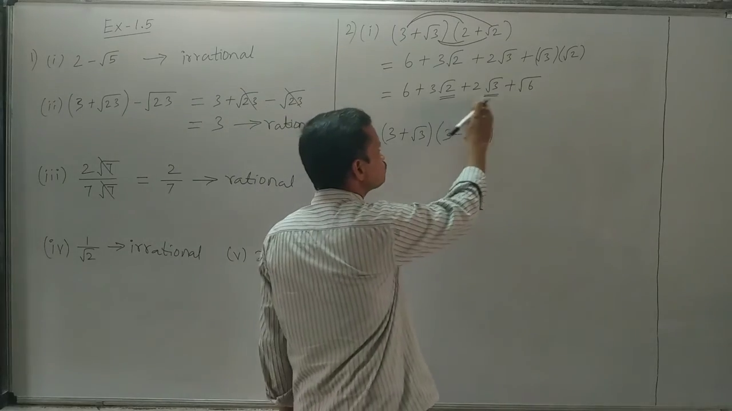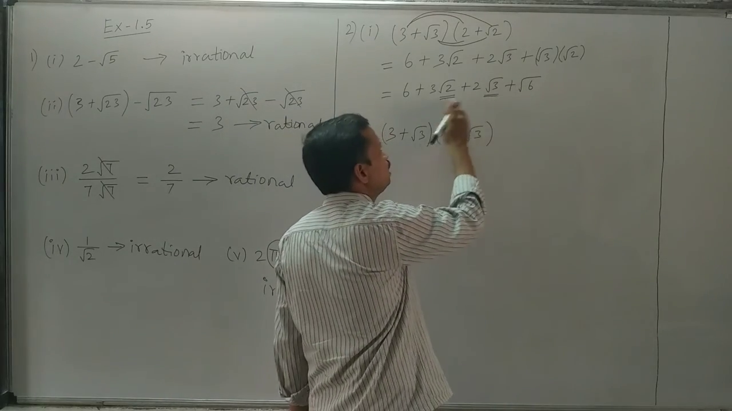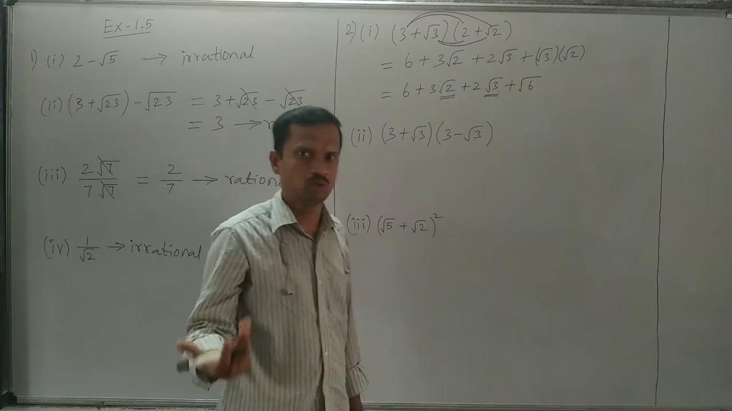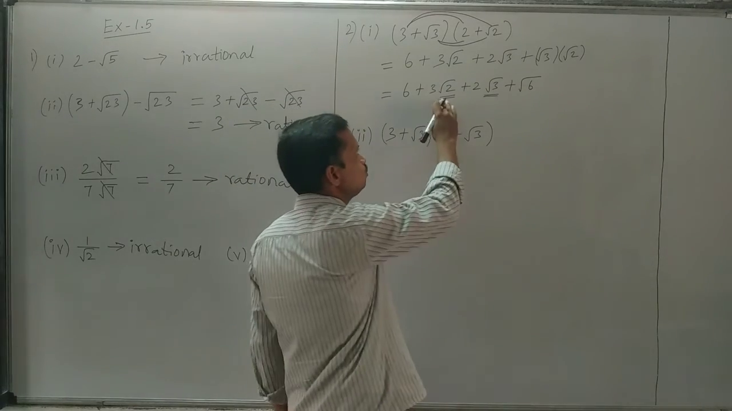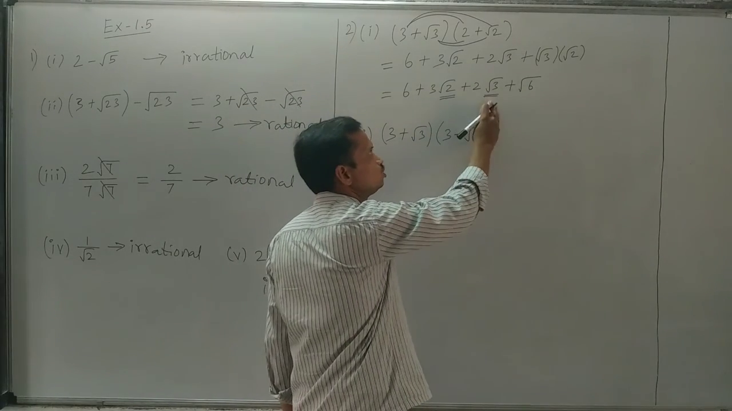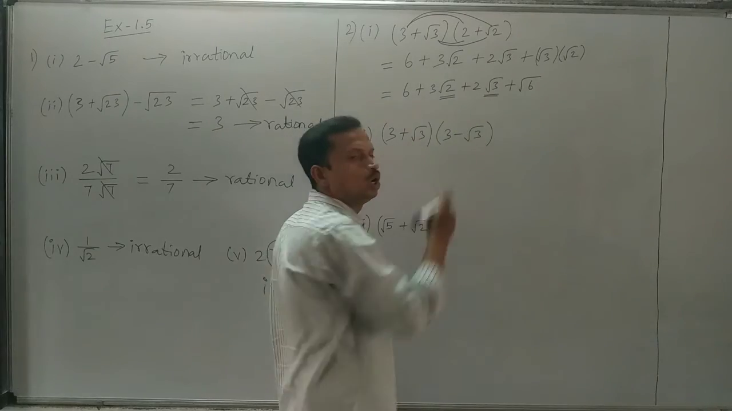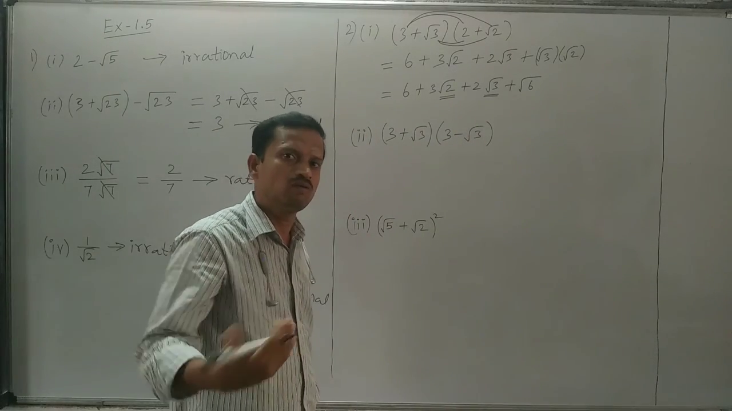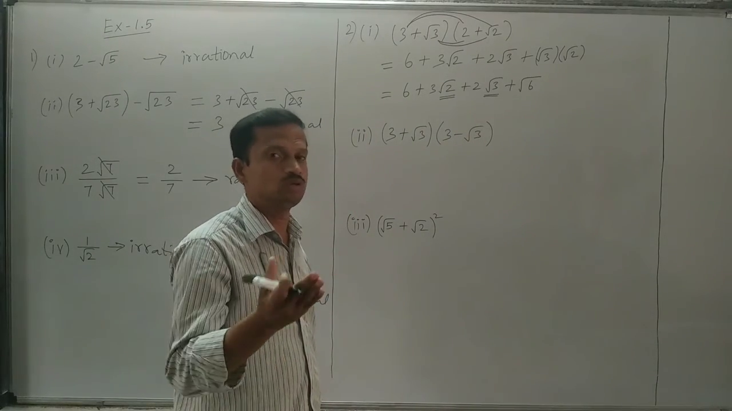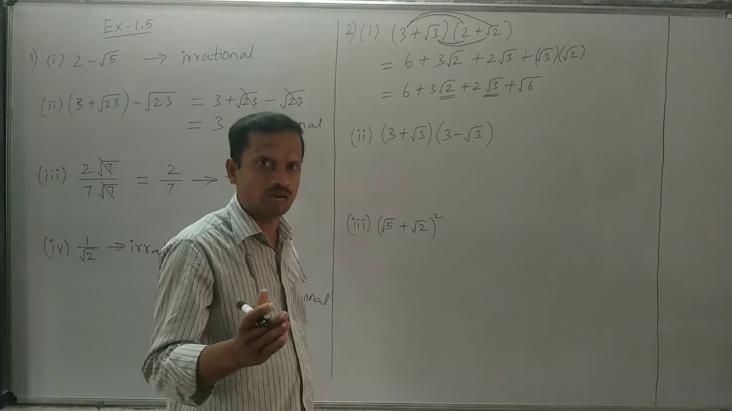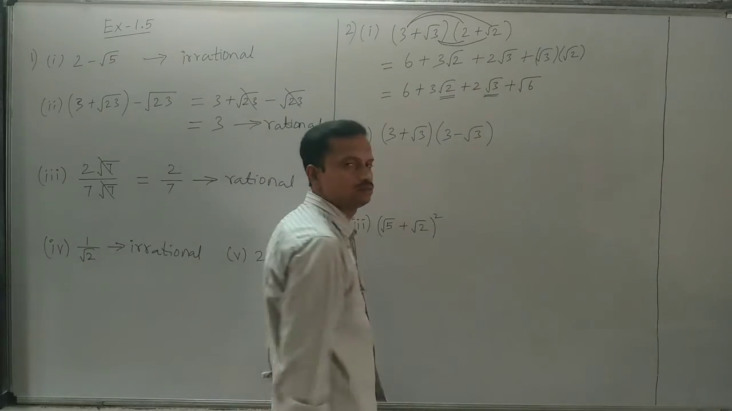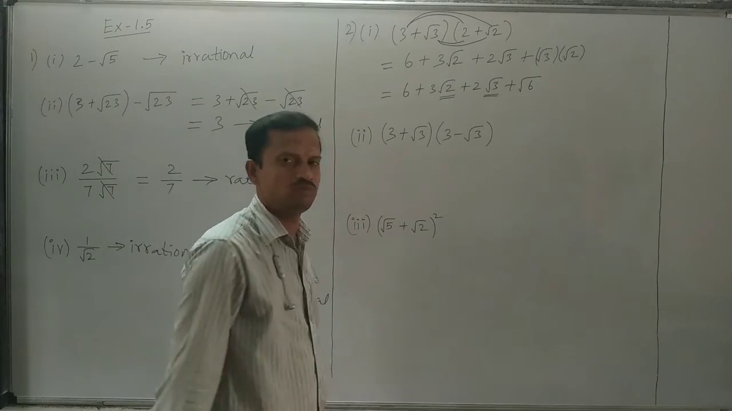So you see here the root is a different number. Suppose we have root 2 here, then we can add 3 root 2 plus 2 root 2 is 5 root 2. And if suppose we have here root 3 and here also root 3, then 3 root 3 plus 2 root 3 we get 5 root 3. But here the root numbers are different, so we cannot add that. So as it is, leave it. Clear? So this is the simplified one.